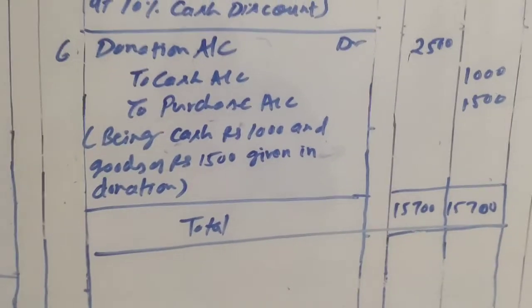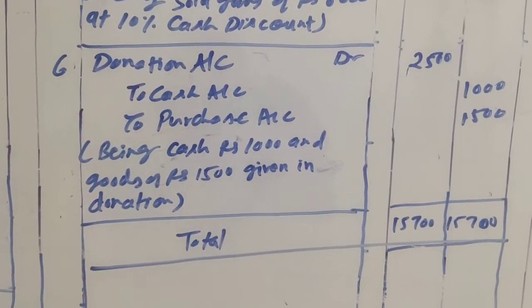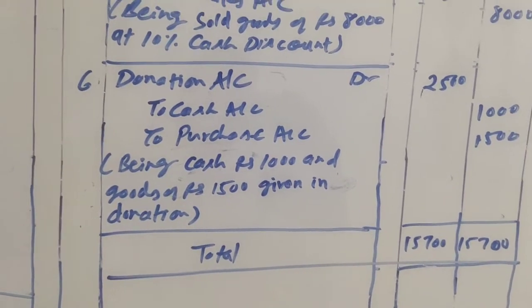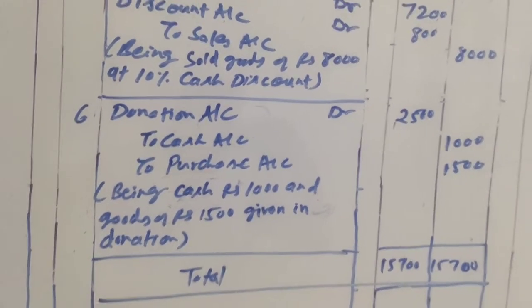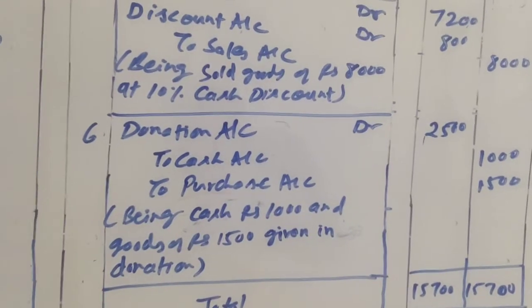The total is already given in the book, 15,700. In the next lecture we will be doing sum number 16, which is based on GST.